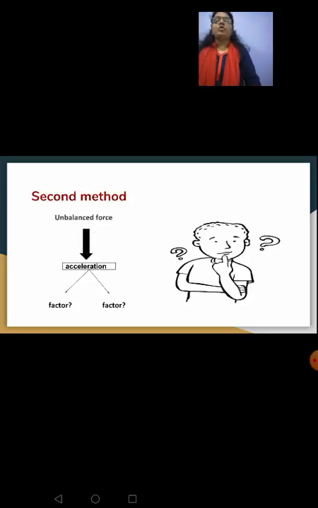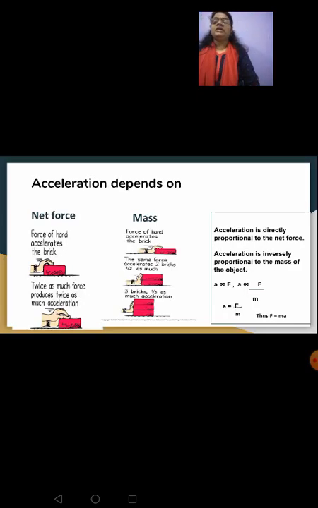Now, one more method is also there to make you understand this mathematical derivation of Newton's second law. Any one method you can use, but the previous method is given in your textbook. See here, the applied unbalanced force creates an acceleration, and this acceleration depends on two factors. Which are those factors? This acceleration depends on net force and the mass of the object.